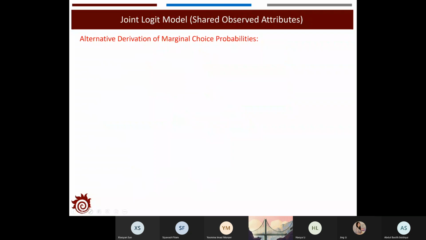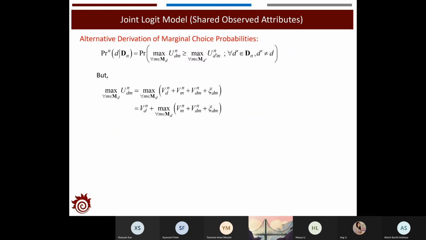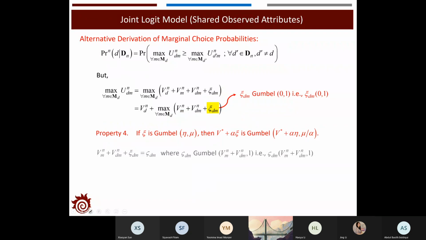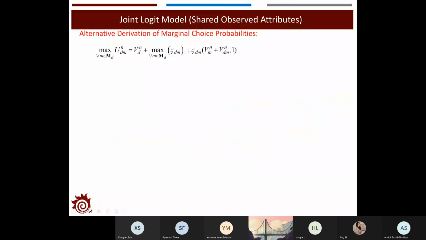There is also another way for us to derive the marginal choice probability. I will just skip that. Basically, we can use the property of the gamma distribution to get the result. If you are interested in the details, you can check the animation here and see how the maximum value of multiple gamma distributions can be used for us to get the probability. Eventually, we get the same result.